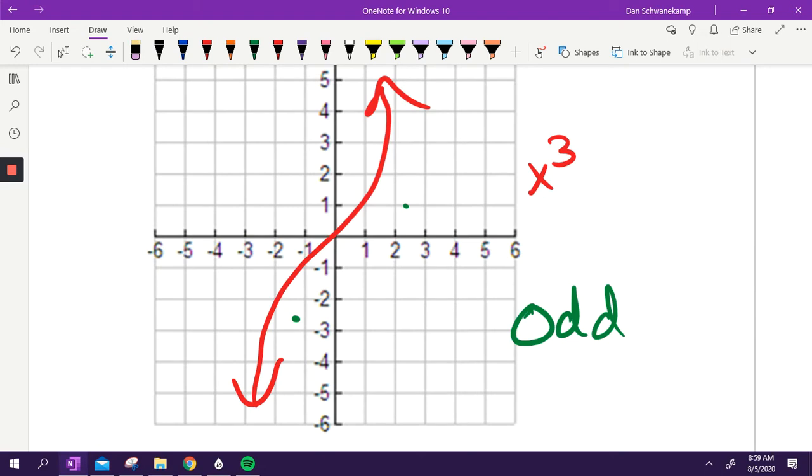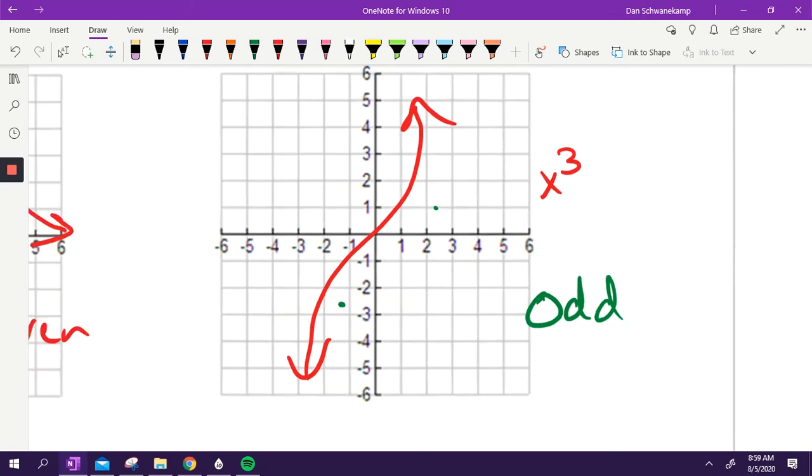We've got an even function has y-axis symmetry. We've got an odd function has origin symmetry. Why do we not have a cool word to have x-axis symmetry? Talk with your neighbor. Why don't we have a cool function word to describe x-axis symmetry?